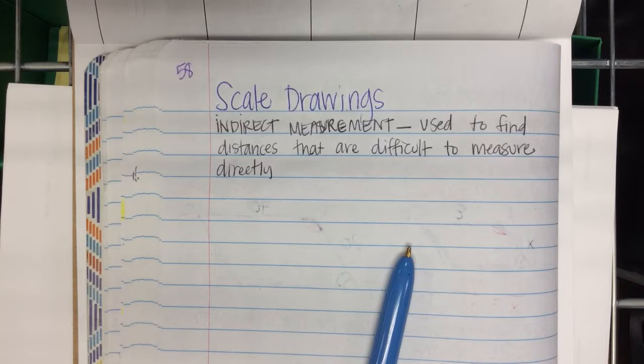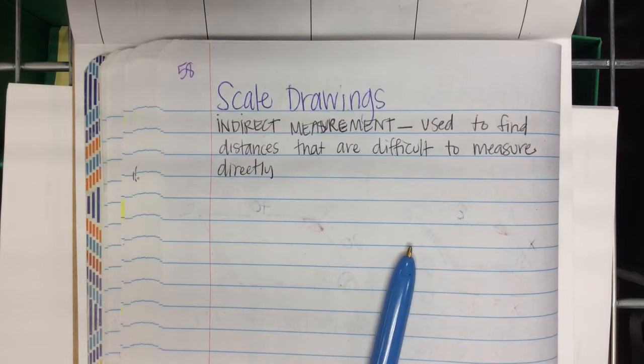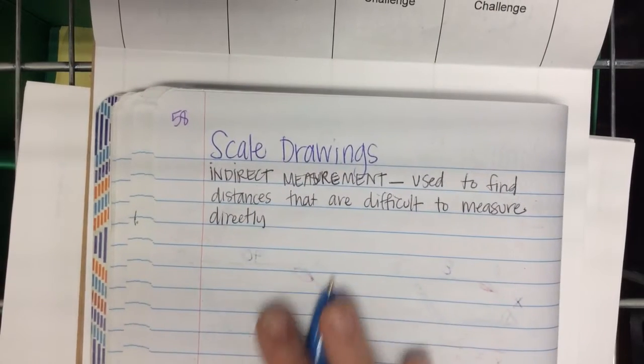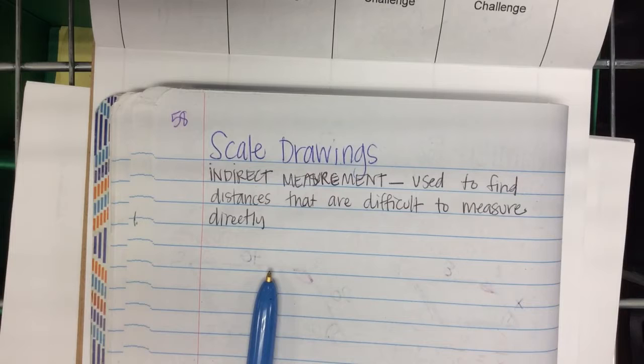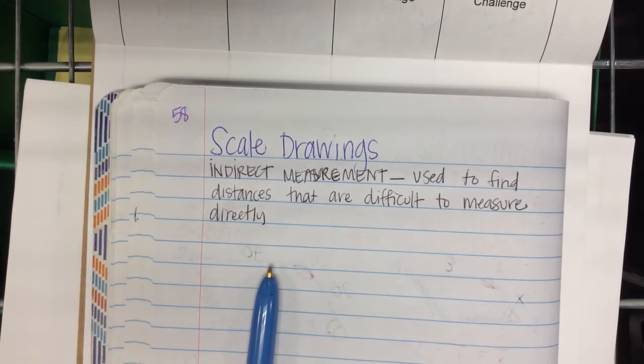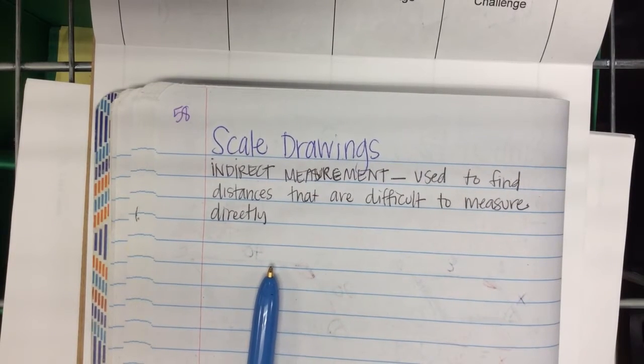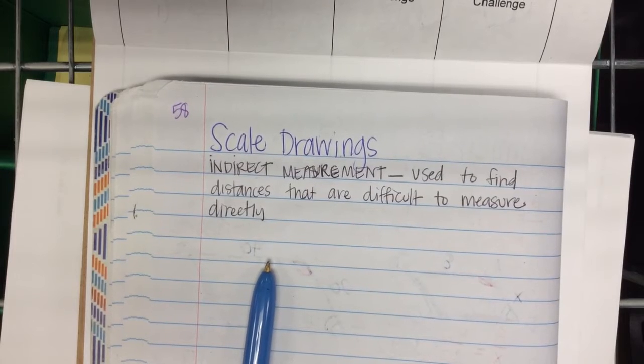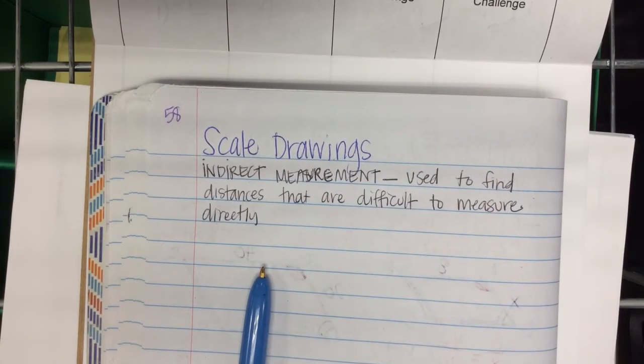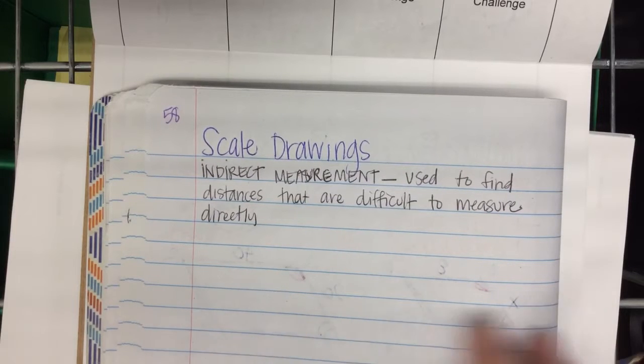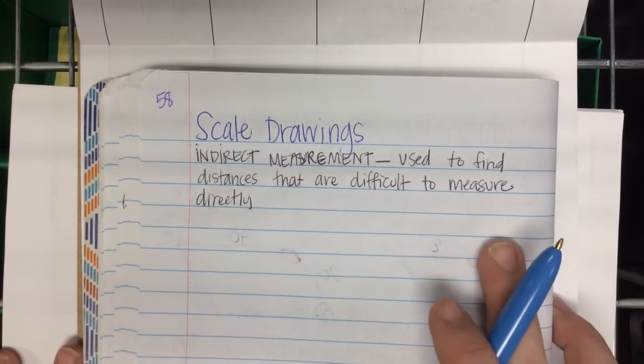Right? It's more common a long time ago, before all of our modern technologies. You know, if you wanted to know how tall a tree was, but there was no way for you to figure it out, climb to the very, very tippy top and measure it, you could use something called indirect measurement.